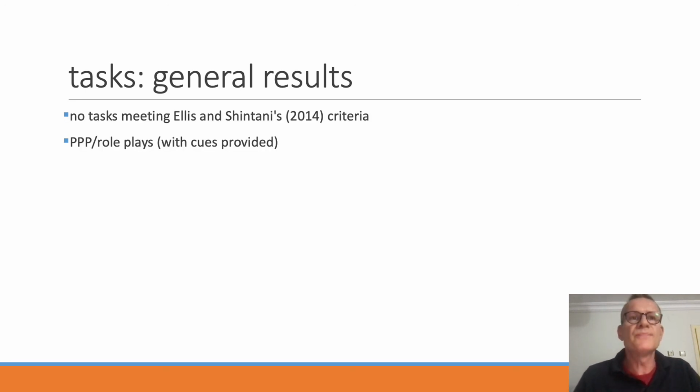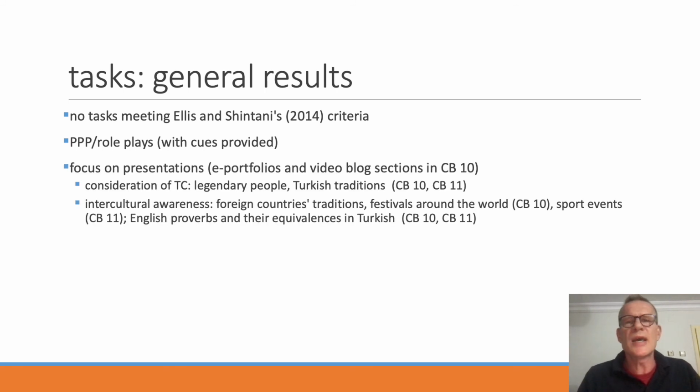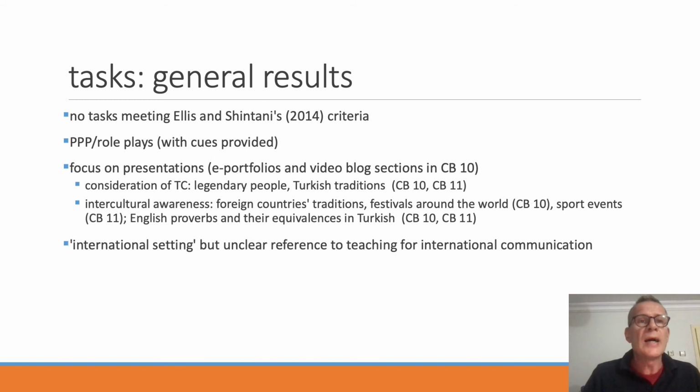So let me go to the tasks. Some general results. As I said before, no tasks actually meet Ellis and Shintani's criteria. Tasks resort to PPP and role plays with cues provided, and there's a focus on presentations again and again. In these presentations, we have a consideration of the Turkish context and some activities related to intercultural awareness. But some activities, and I will show you an example, have an international setting, but it is unclear how they may contribute to the teaching of English for international communication.